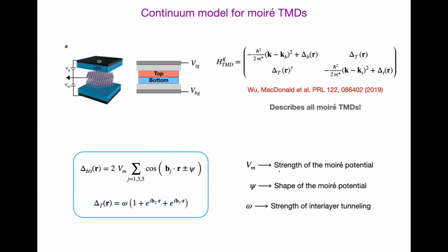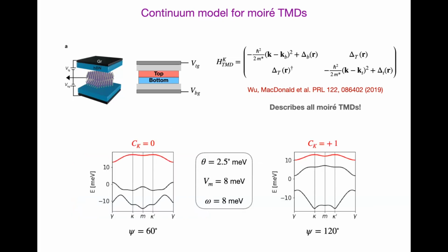V_M tells you the strength of the Moiré potential, so how deep the Moiré potential is. The psi parameter is the shape of the Moiré potential, so it can be triangular or honeycomb. And finally, omega is just the strength of the interlayer tunneling. Interestingly, what was shown in this early reference by Fengcheng Wu and collaborators is that depending on the parameters you choose to diagonalize your Hamiltonian, you will get a topmost relatively flat band that can be trivial or topological.